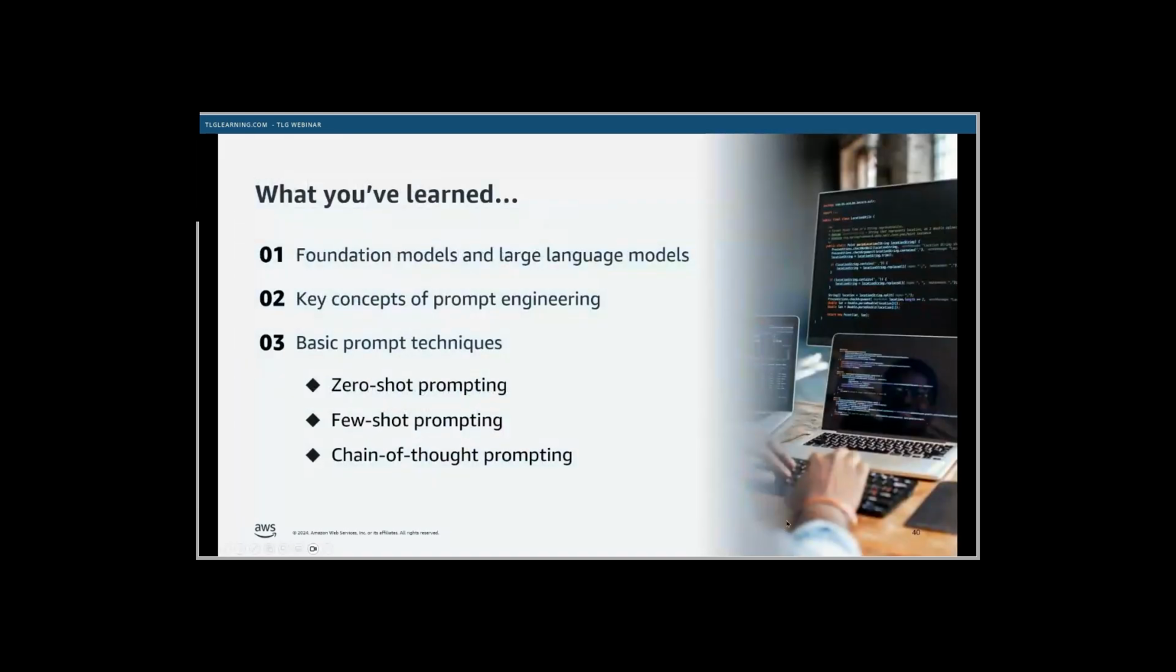So we've examined a very high level overview of foundation models, large language models, and how the invention of that transformer architecture really accelerated things since 2017. Key concepts of prompt engineering, looking at the best practices: be clear and concise, provide input and output examples, use natural language type questions, and then some examples of prompting techniques or approaches: zero shot, few shot, chain of thought type of prompting.